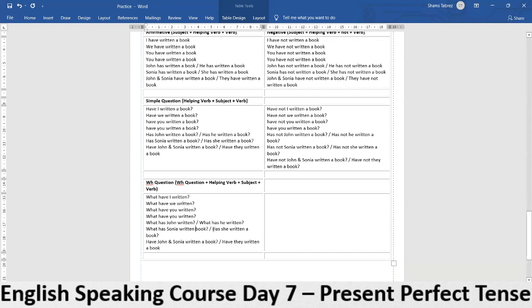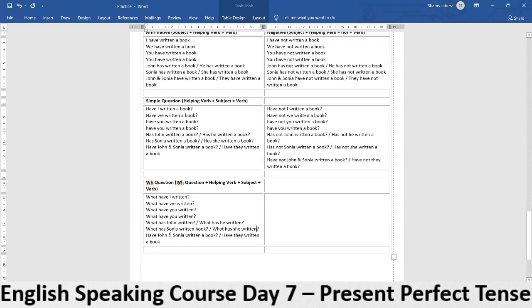Similarly, what has she written? Here as well. So what have John and Sonia written? And here as well, what have they written? Okay. Here also the question mark was missing.